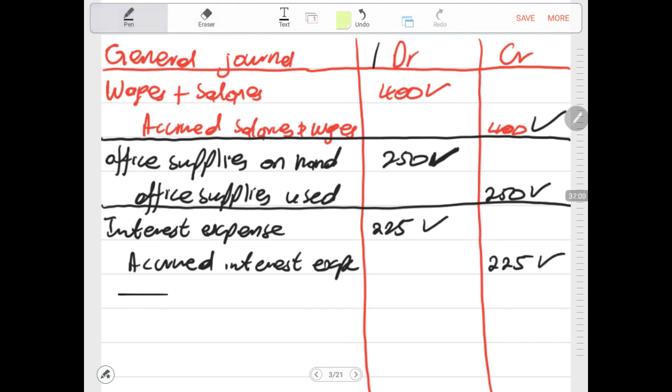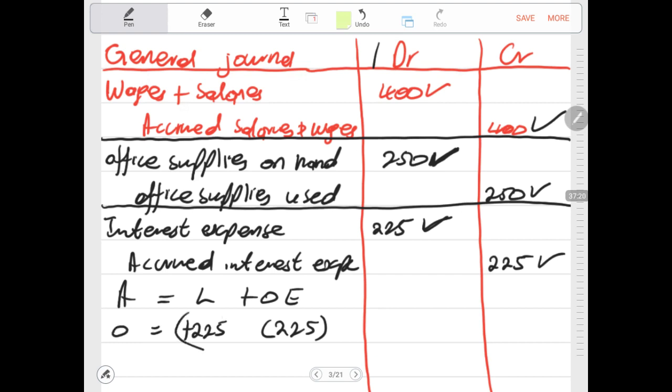Once again, assets is equal to liability plus owner's equity. This is an expense. Expenses reduce owner's equity. 225 will be minus, and this is a liability, and liabilities will be increasing by 225. Again, asset, there is nothing. The net of the two will be plus 225 minus 225. Zero assets, zero owner's equity with the liabilities. Again, your accounting equation still balances.